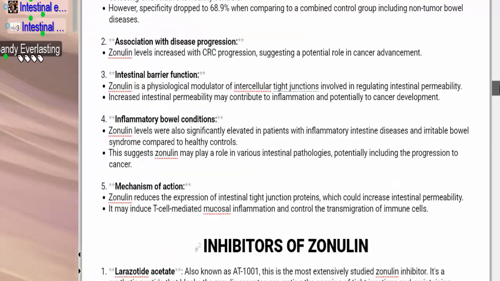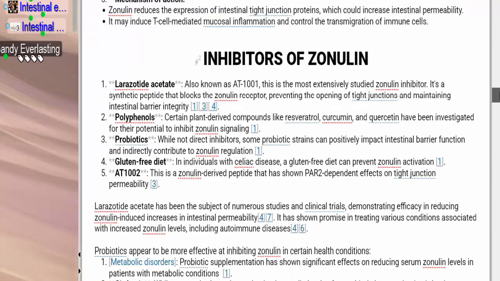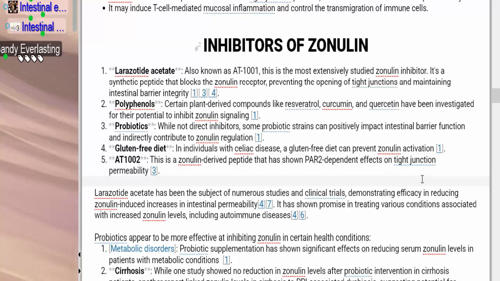It plays a role in colon cancer, and there are some inhibitors of zonulin. So if you take a zonulin test and find out that it's too high, there are some things that can inhibit it. For example, now that's a drug, but polyphenols. Certain plant-derived components like resveratrol, curcumin, and quercetin can inhibit it. Probiotics. They're not direct inhibitors, but they can positively impact intestinal barrier function and thereby indirectly contribute to zonulin regulation. And then, of course, the gluten-free diet for people who are sensitive.